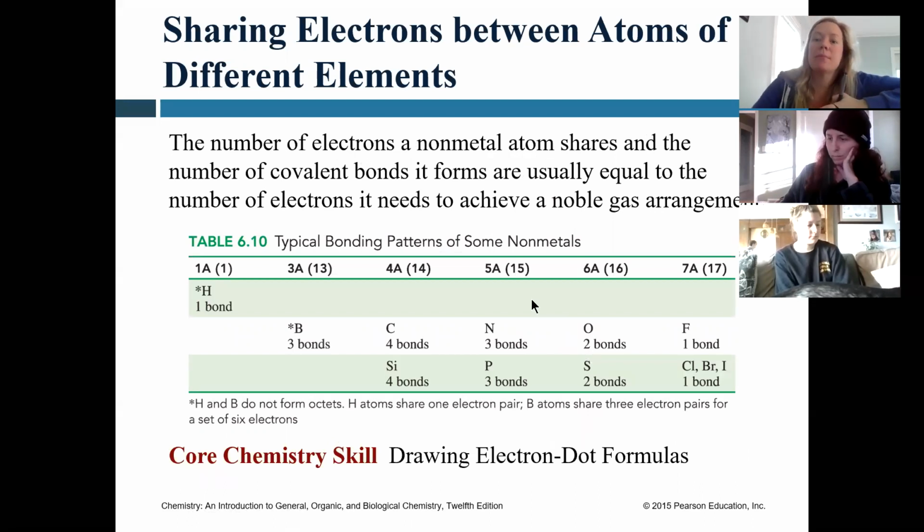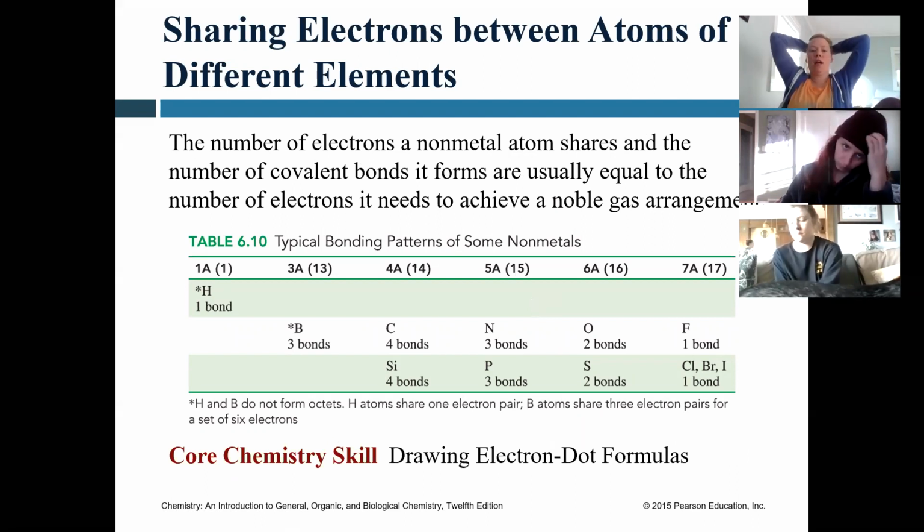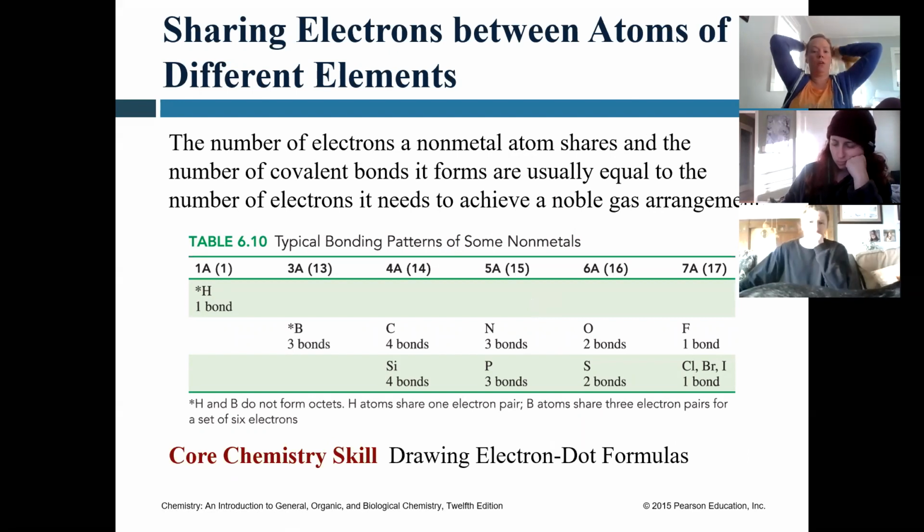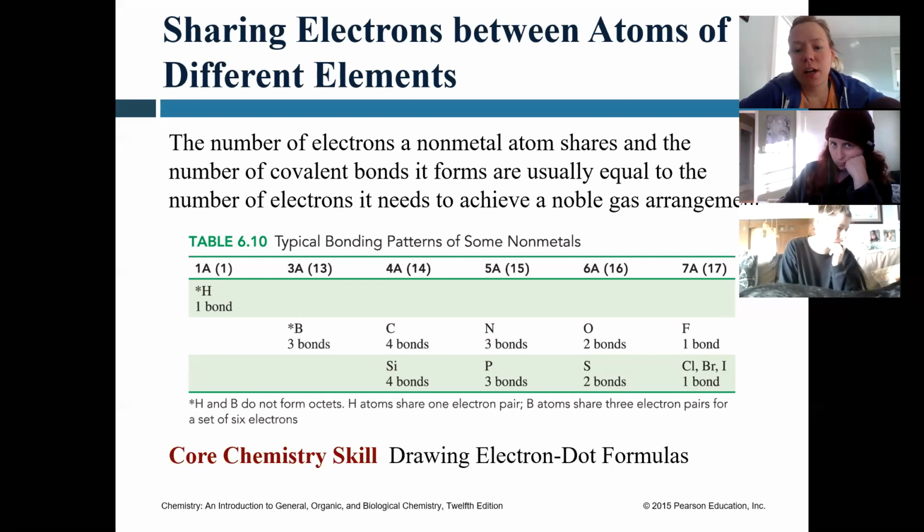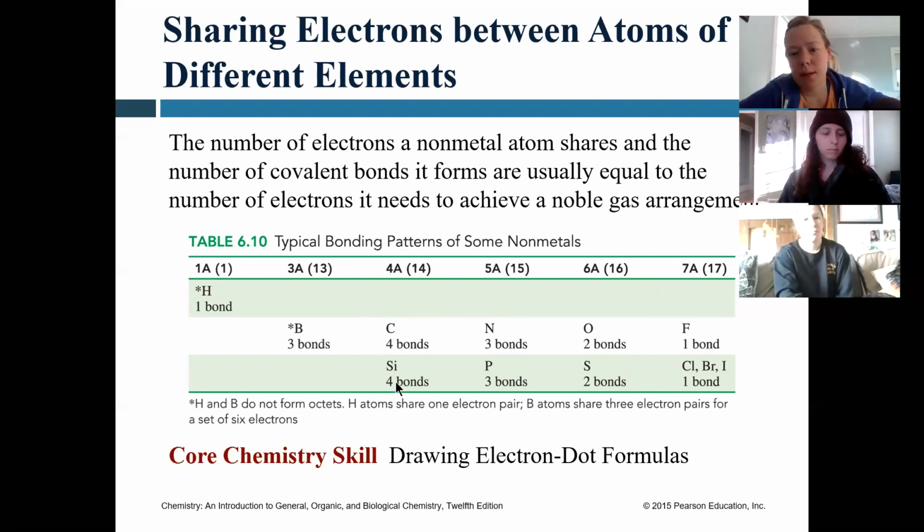So as far as sharing electrons between atoms of different elements, the number of electrons a non-metal atom shares is usually equivalent to the covalent bond that you'll find. Everything is trying to share in such a way that they get a noble gas arrangement or an octet. So over here, carbon and silicon, they are in column 4. So they have 4 valence electrons or 4 bonding electrons. So they will usually create 4 bonds. It's not always the case, but a lot of times it is.